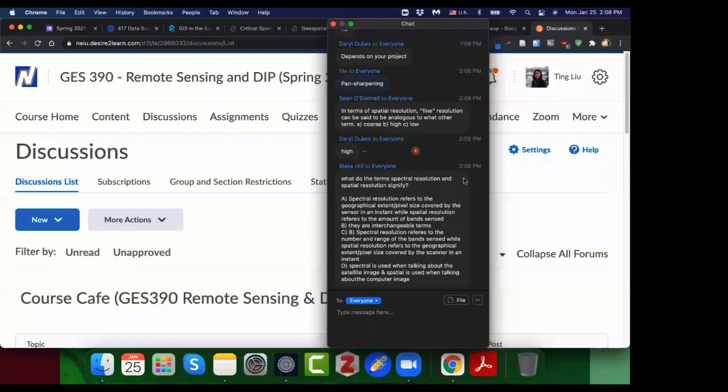Sean has a question. In terms of spatial resolution, fine resolution can be set to be analogous to what other term? Coarse, high, low. We know it should be high. Fine resolution means high resolution, and that also means the number is smaller. And Blake's question, I'll only read the question because the option seems really long. What do the terms spectral resolution and spatial resolution signify?